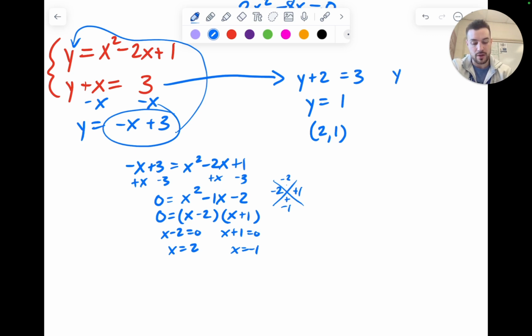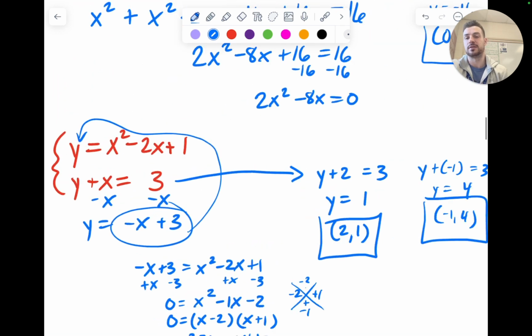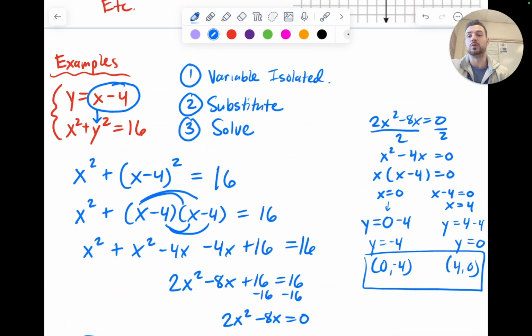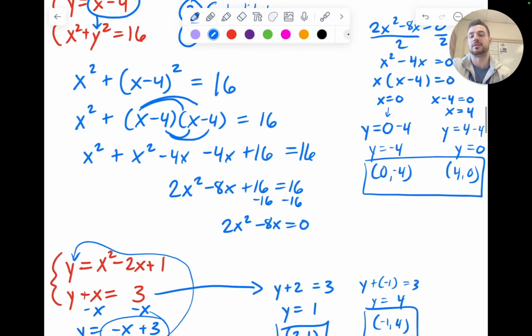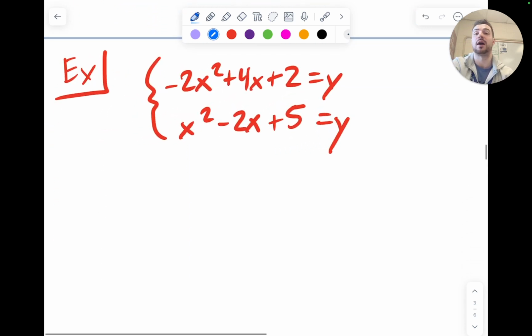Then we'll have y plus negative 1 equals 3. That means y equals 4, and we have (negative 1, 4) as a solution to our system. All right, this is another linear-quadratic system because it has a linear function on the bottom and a quadratic on top, while this one was a linear-circle system. All right, and we do have one more problem.